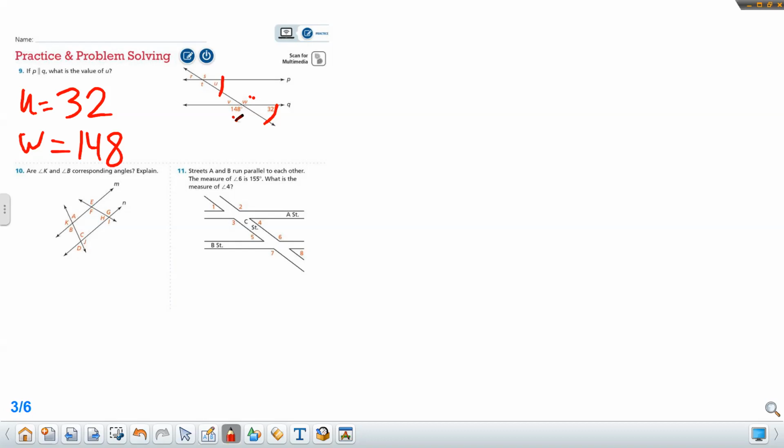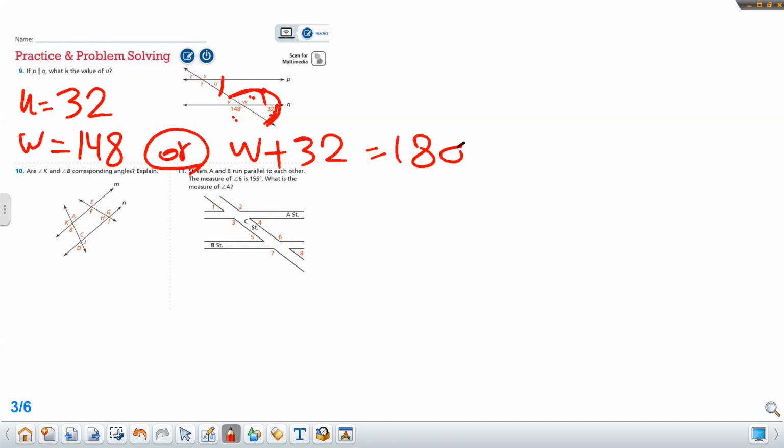You can find W by another method. W and 32 form a straight angle. Then angle W and angle 32 are supplementary angles. Their sum of measures equals 180. So W plus 32 equals 180. Then you can solve it as an equation. Move 32 to the other side, then W equals the same value, 148. This is number 9.